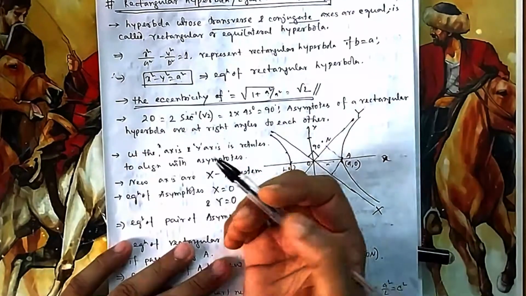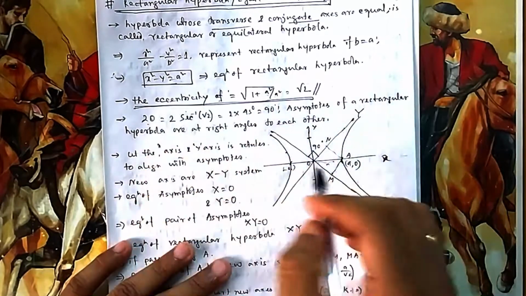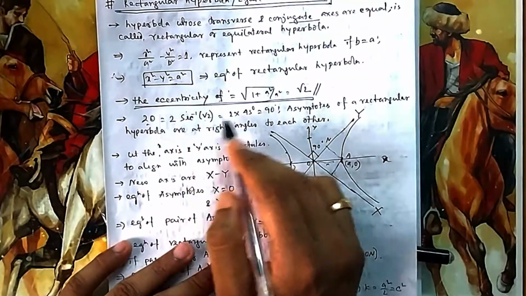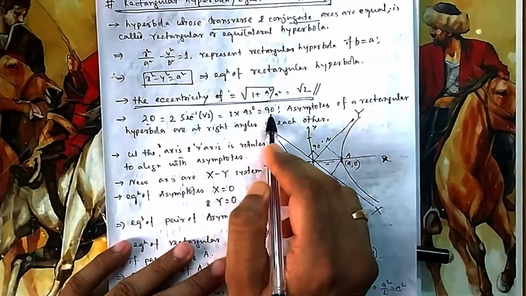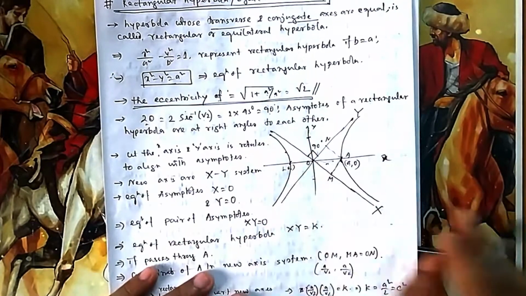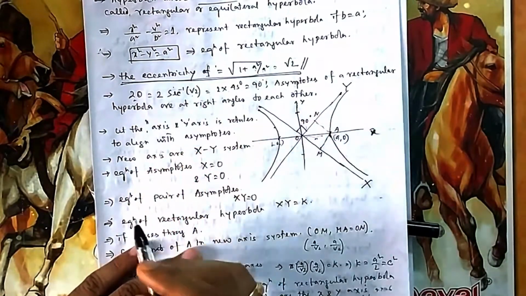Now what is the angle between the asymptotes? So what is the angle in between the two asymptotes here? 2 theta, which is 2 sec inverse root 2. Because here the eccentricity is root 2, it is 90 degrees. That means for a rectangular hyperbola, the angle between these two is always 90 degrees. The angle between the asymptotes is 90 degrees. Asymptotes of a rectangular hyperbola are at right angles to each other.